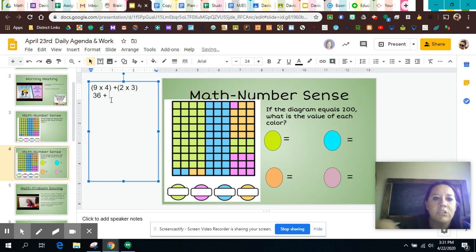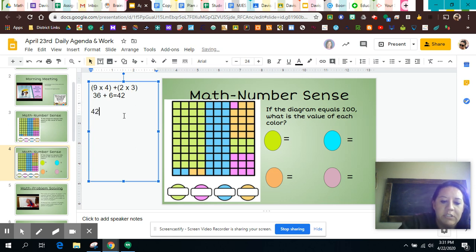Plus, I have the 2 groups of 3, which we all know is 6. And that equals 6 and 6 is 12. Plus the 36 is 48. But are we done? Because if I leave it at that, then that means that each of these is equal to 1. And then we already figured out that can't be true because this says it's equal to 200.